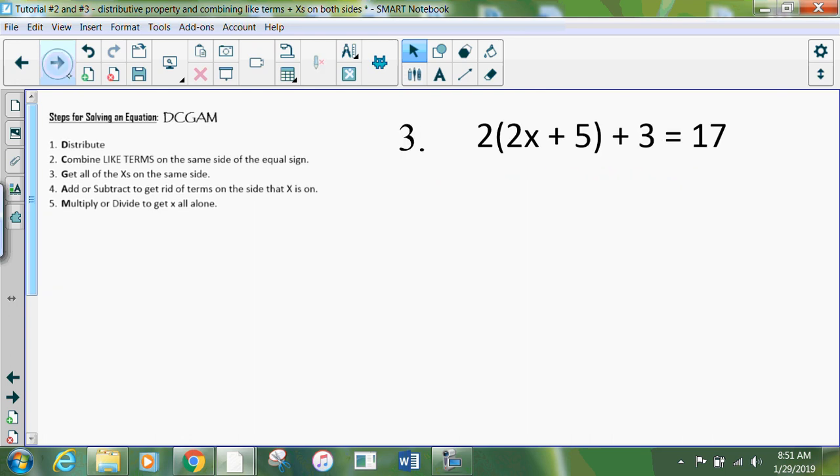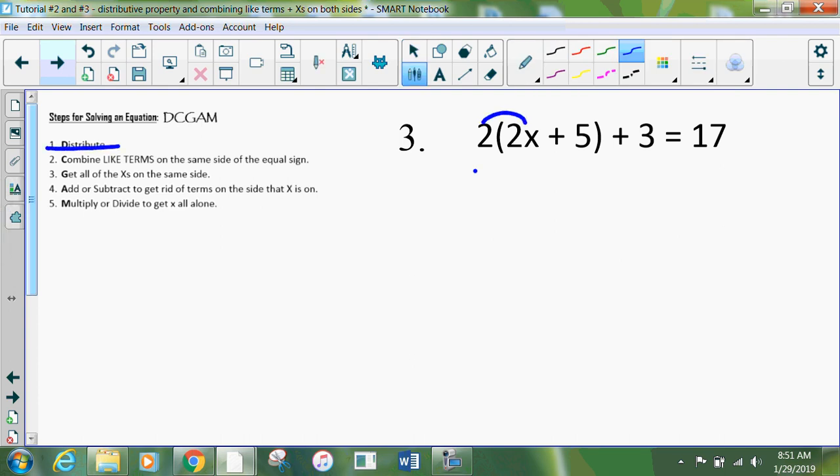And here we go. All right, we're still doing DC-GAM. We see that we have distributive property we can do, and that's our D. So we're going to distribute first. So 2 times 2x is 4x, 2 times 5 is 10. And then we bring down everything else. We bring down the plus, we bring down the 3, we bring down the equal, we bring down the 17.